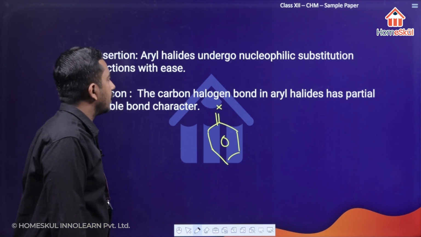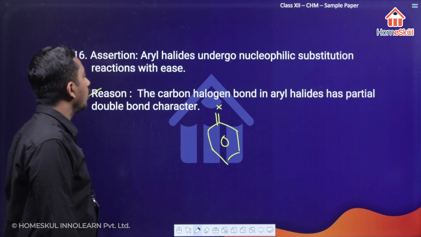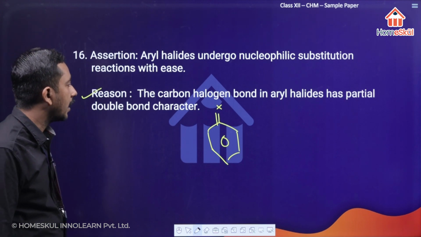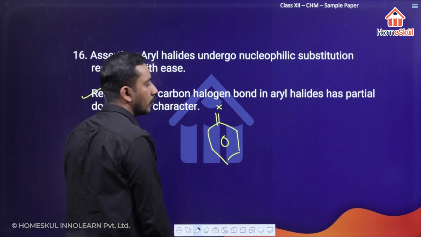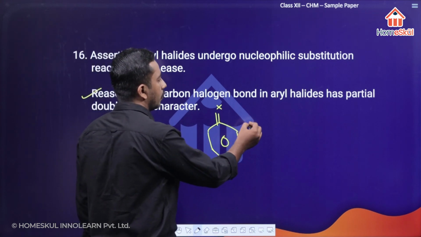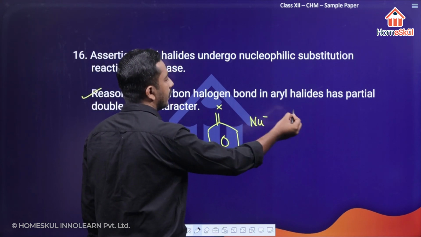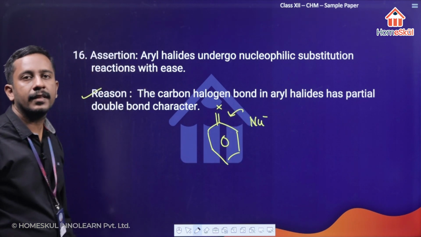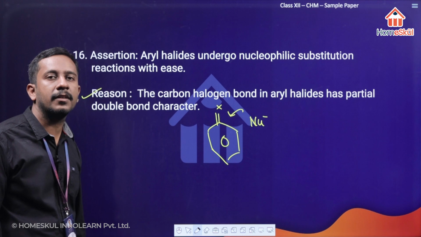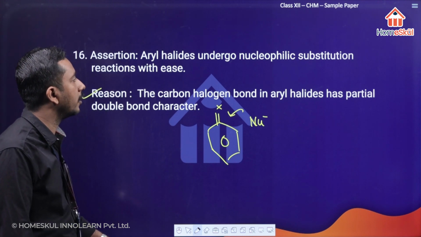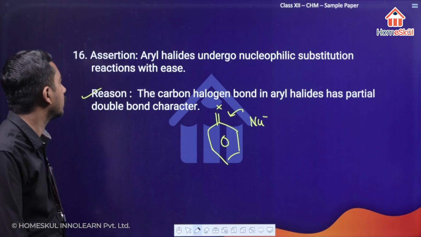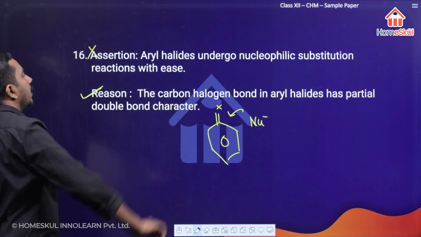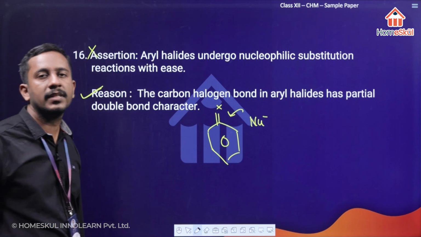And the assertion statement says that aryl halides undergo nucleophilic substitution reaction with ease. That is not a correct statement because the benzene ring is already an electron-rich species and there is no way that a nucleophile, a negatively charged species, is going to come and undergo a reaction in this electron-rich environment. So it is difficult for aryl halides to undergo nucleophilic substitution reaction. So the assertion statement is false and the reason statement is true. So we'll have to choose our options accordingly.